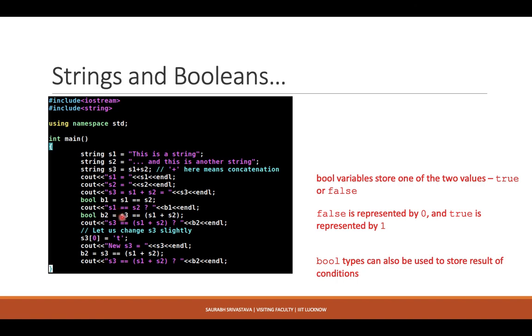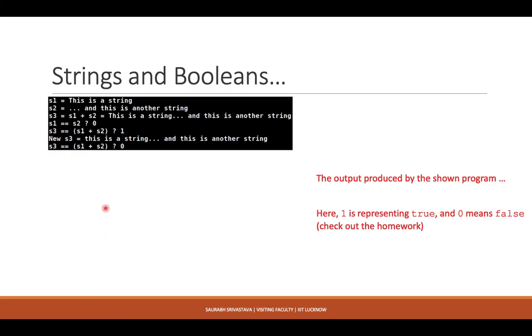So this is an example where I am saying s3 double equals s1 plus s2, it's essentially an equality operation. If this is true, then boolean b2 will become 1, otherwise it will become 0. And if you run this code, this is how it will look. You can see that it is actually printing zeros and ones instead of true and false. You can also print true as well as false for 1 or 0.